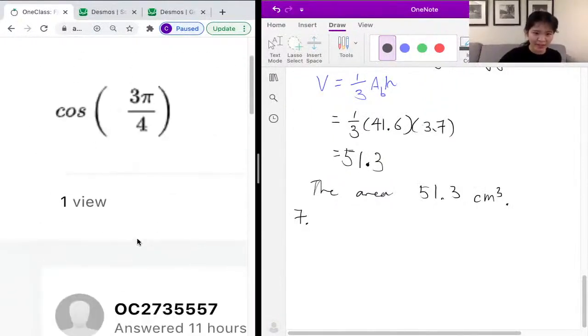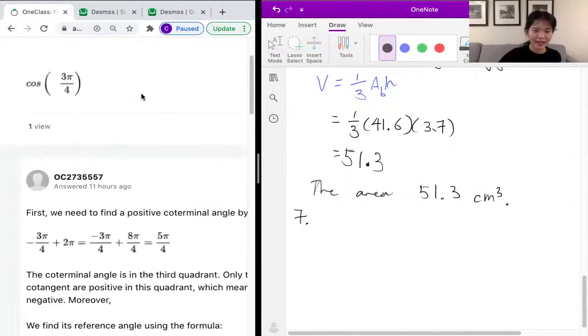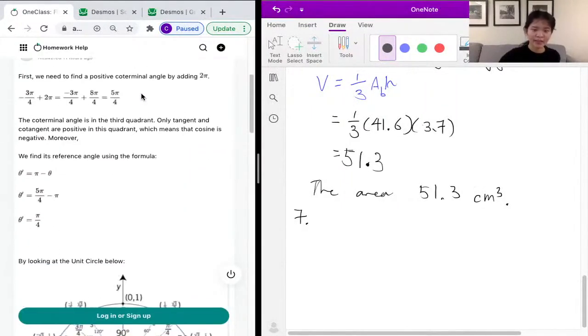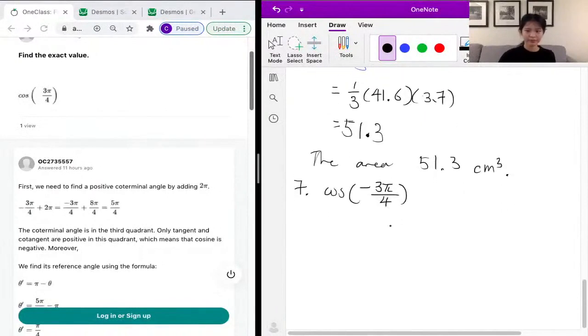You can probably also see it on the video. The color is really light gray and kind of faint, but it does have a negative sign in front of it. So let's just find the value of cosine of negative 3 pi over 4.